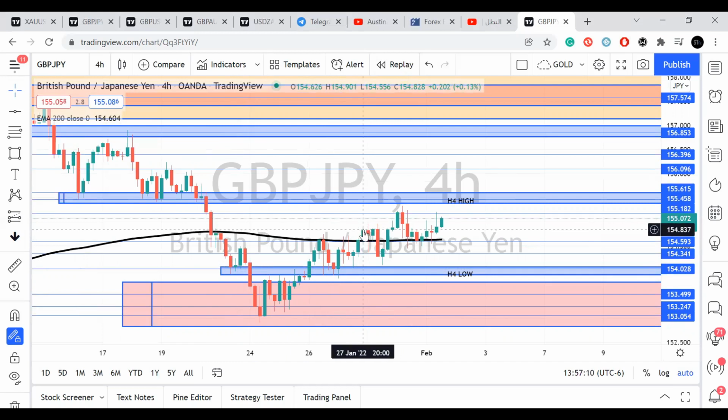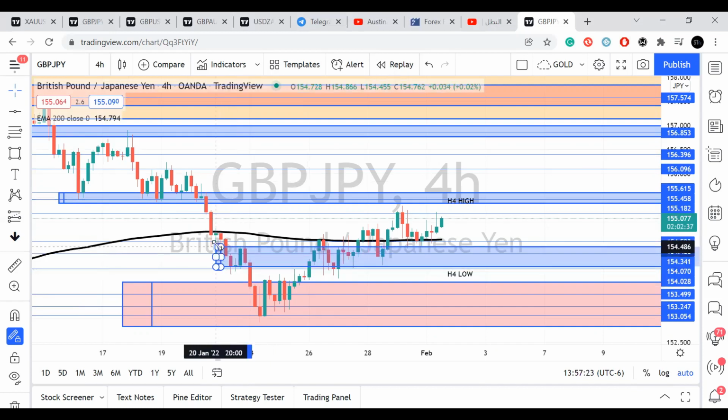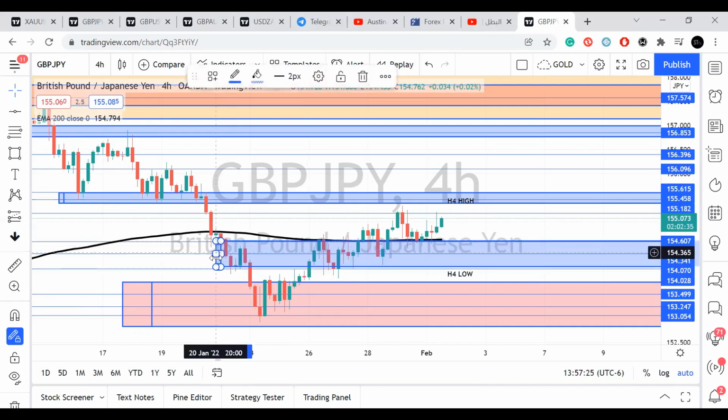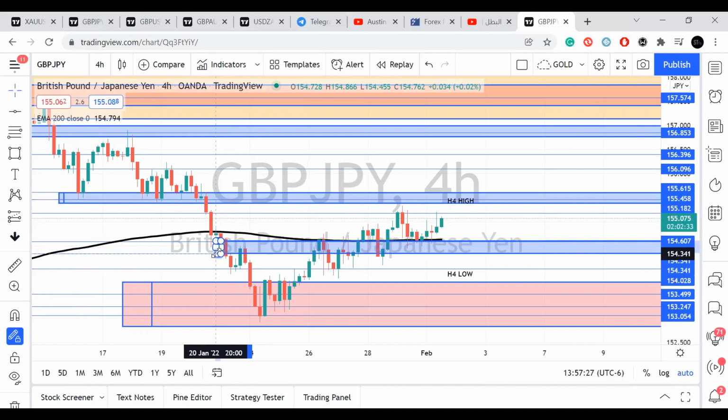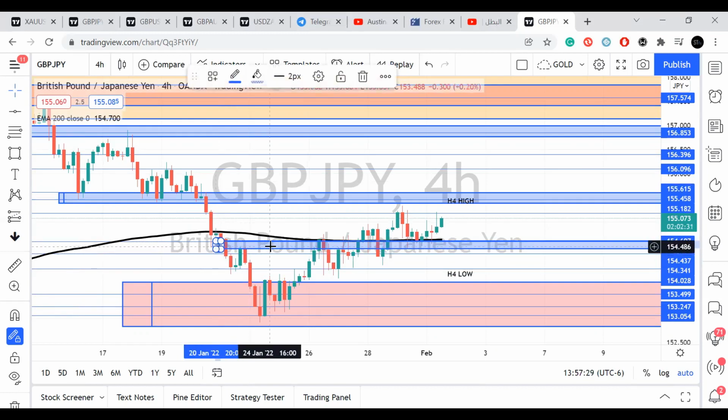So now this place is where we are focusing on. We're no longer using the bottom since it has been broken. So this is what I wanted to achieve here. Instead of using the bottom, because we know we are now in a buying market, price will come back to retest this place.